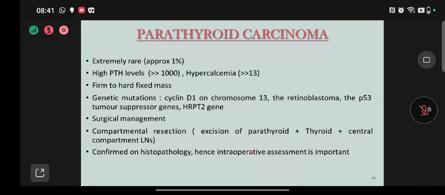And coming to the last slide, parathyroid carcinoma, it is extremely rare, approximately 1%. High PTH level, severe hypercalcemia, hard fixed masses, and genetic mutations: there's the cyclin D1 gene on chromosome number 13, the RB gene, and the P53 tumor suppressor genes are involved. Surgical management should be there. And compartmental resection, there's excision of parathyroid, thyroid, and the central compartment nodes, which should be confirmed on histopathology. Hence, intraoperative assessment is important.